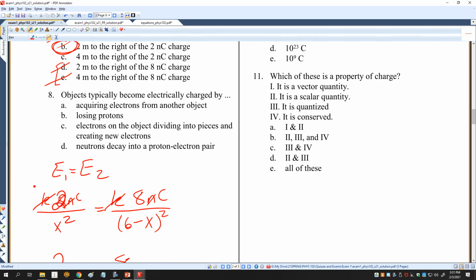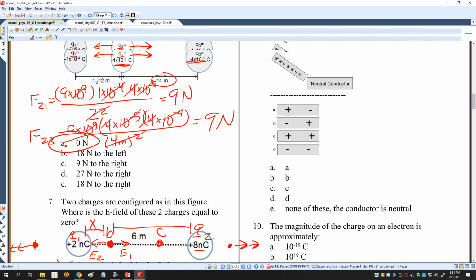Objects typically become electrically charged by doing what? Acquiring electrons from another object. It's hard to lose protons. You actually become a different element when you lose protons. Electrons just don't divide into pieces. That's not really a thing. And neutrons don't decay into a proton-electron. Well, that's not how objects typically become charged.